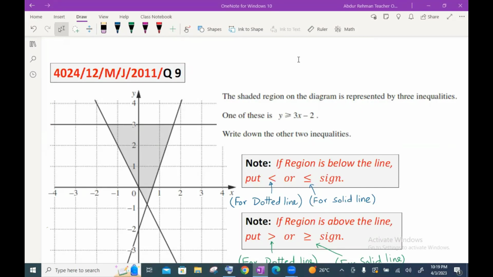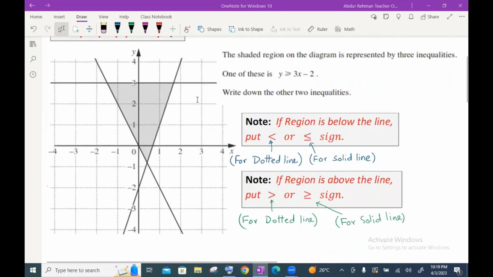Today's topic is graphical representation of inequalities, and in this video lesson, I'm going to explain how to attempt question number 9 of 4024 paper 1 variant 2, May/June 2011. In this question, a diagram is given here and the shaded region is represented by three inequalities. One of these inequalities is y is greater than or equal to 3x minus 2, and the requirement is to write the other two inequalities.